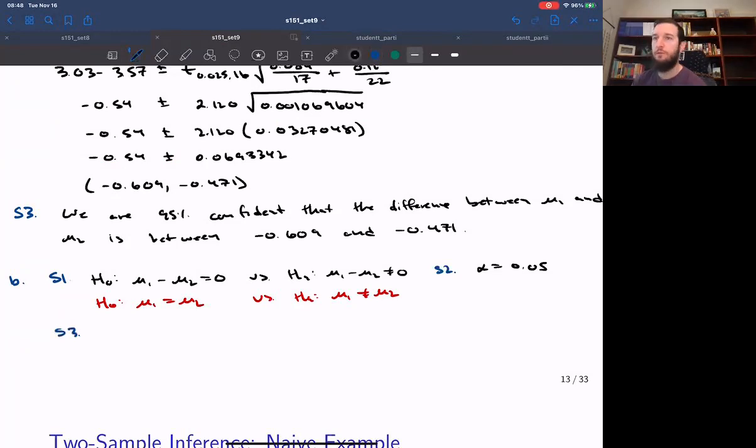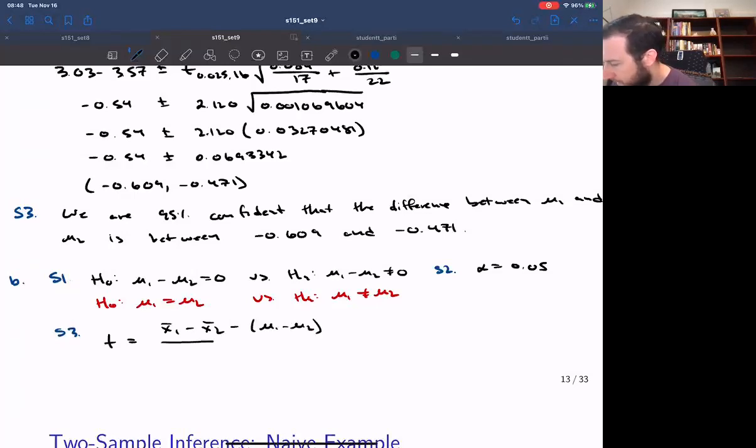Okay, so now in step three, we're going to compute the test statistic. We're just going to have a slightly different formula here because we're talking about two population means. So we're going to have T is X bar one minus X bar two, minus mu one minus mu two, divided by the square root of S one squared over N one plus S two squared over N two.